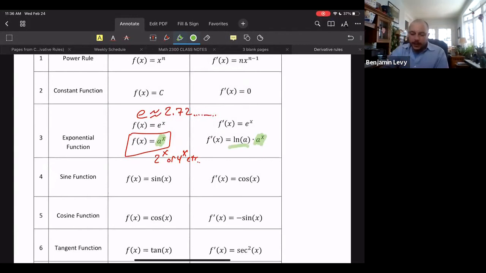And the reason that it works here too, if you do ln e times e to the x, ln of e, these are inverses, and so that just equals 1. And so technically it works with e to the x too. It just stays the same when you do that. That's how to think about that.